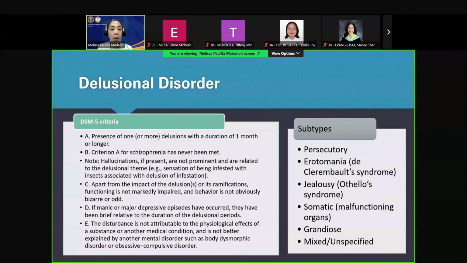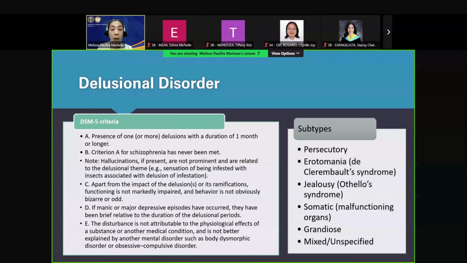Another schizophrenia spectrum disorder is delusional disorder, and as the name suggests, this is a disorder that manifests primarily with just delusions. The duration required is at least 1 month or more. The criterion for schizophrenia has never been met. So this is really just primarily delusions. If there are hallucinations, they're not prominent or they are related to the delusional theme.